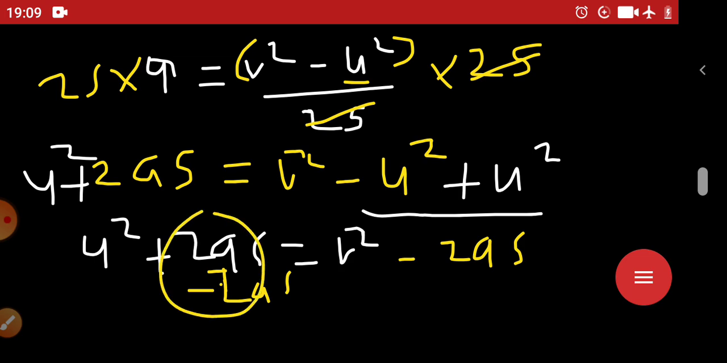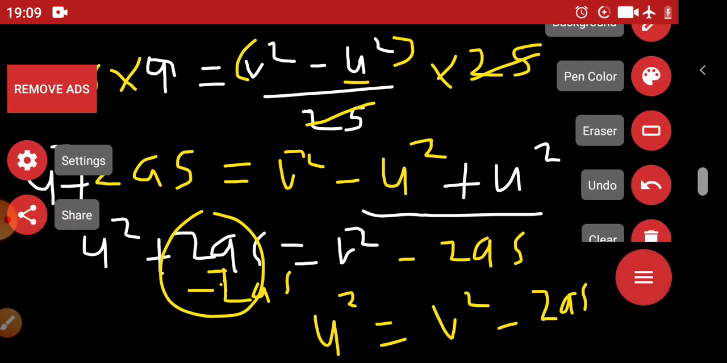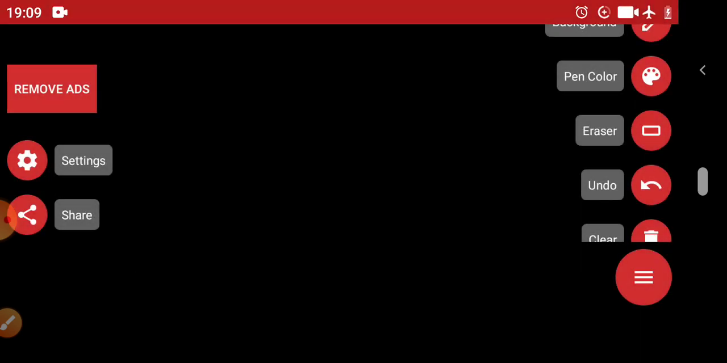So this would be 0. And then on the left hand side we have u squared is equal to v squared minus 2as. So what do we have? We have u squared equal to v squared minus 2as. So let's complete that.